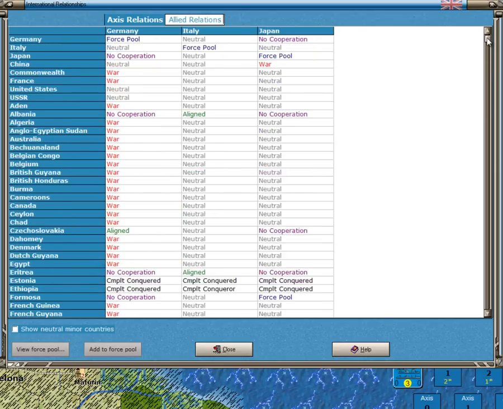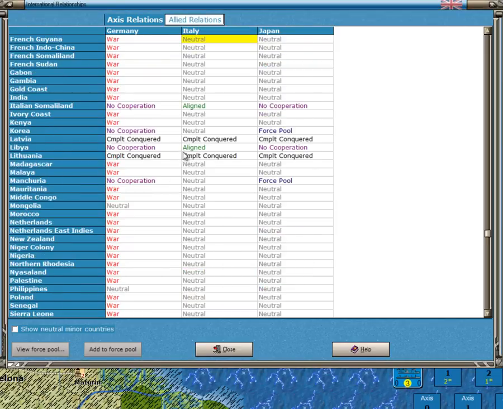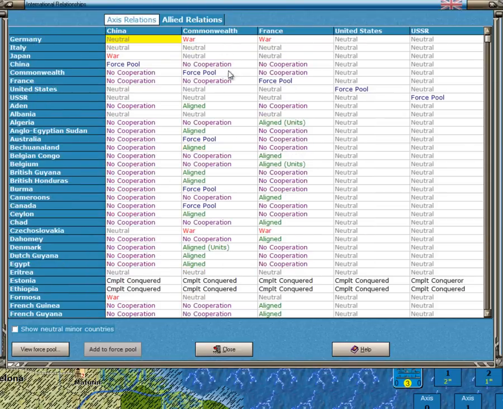The other major powers on the Axis side, Japan is at war with China. You can see that Italy has aligned Eritrea. And if we go down, we'll see that they've also aligned Libya. If you go over to the Allied relations, you will find that China is just at war with Japan, the Commonwealth and France are only at war with Germany, and the United States and the USSR are neutral. This form gives you an overview of all of the international relations between the major powers, the other major powers, and also all the minor countries.